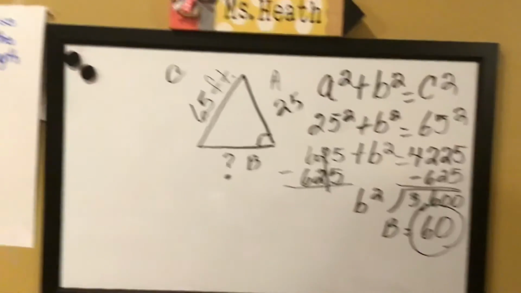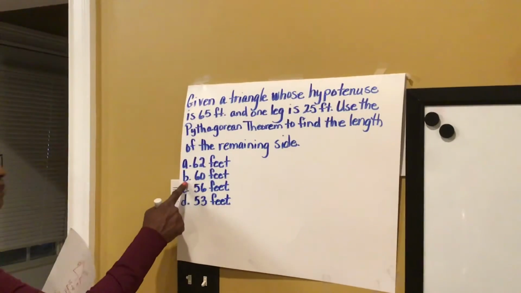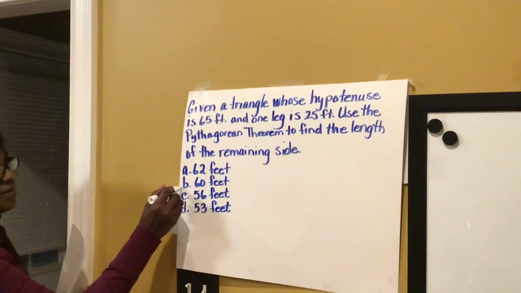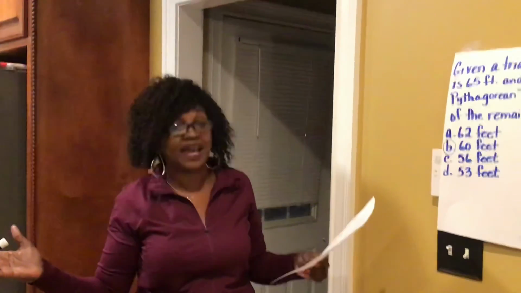So now let's go back to our word problem. Here we go. So where's the answer? Is it A, B, C, or D? B. That's how we got 60. So you did great. You just solved a word problem on the Pythagorean theorem.